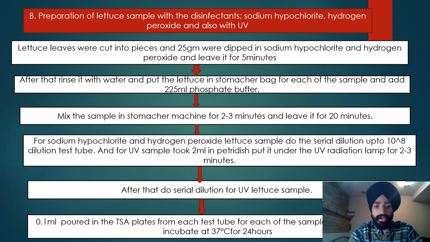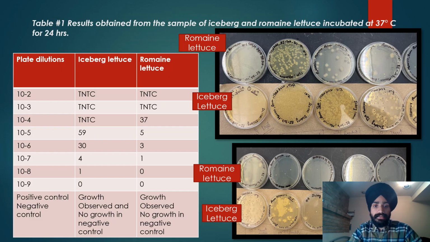And for the UV, we take 2 ml in the petri dish and put it under the UV radiation lamp for 2 to 3 minutes. After that, we did the same serial dilution as we did with the two different types of disinfectant, till 10 raised to the power minus 8. And after that, we poured 0.1 ml onto the TSA plate and incubated it at 37 degrees Celsius for 24 hours. And here we can see the results which were obtained before disinfectant.